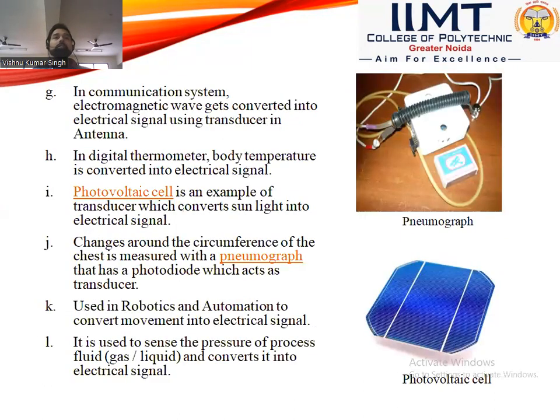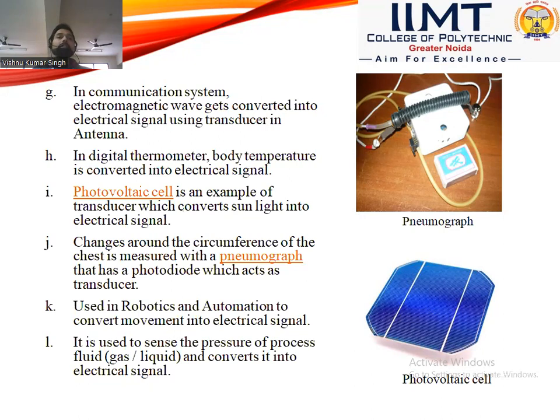In communication systems, the electromagnetic waves get converted into electrical signal using transducer in antenna. In digital thermometer, the body temperature is converted into electrical signal. The photovoltaic cell is also an example of a transducer which converts sunlight into electrical signal.